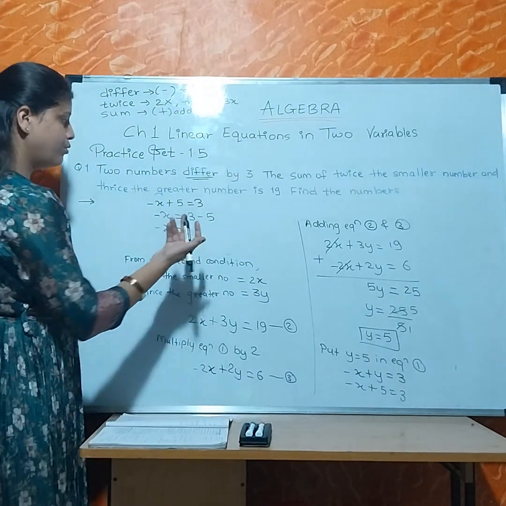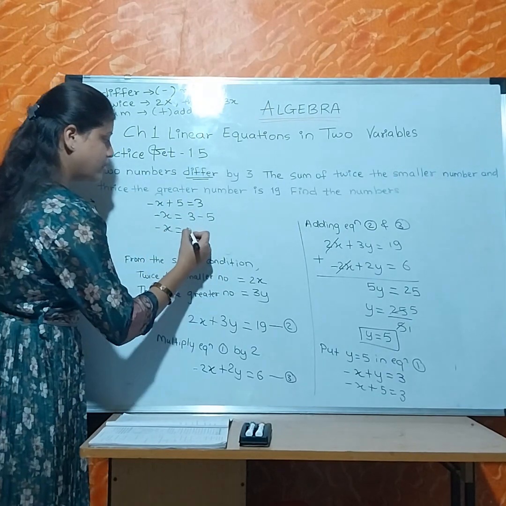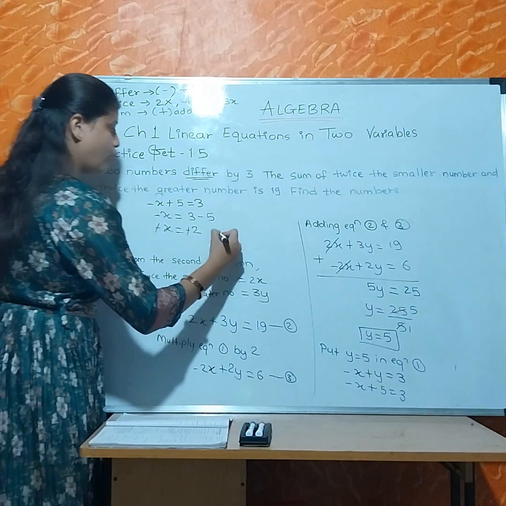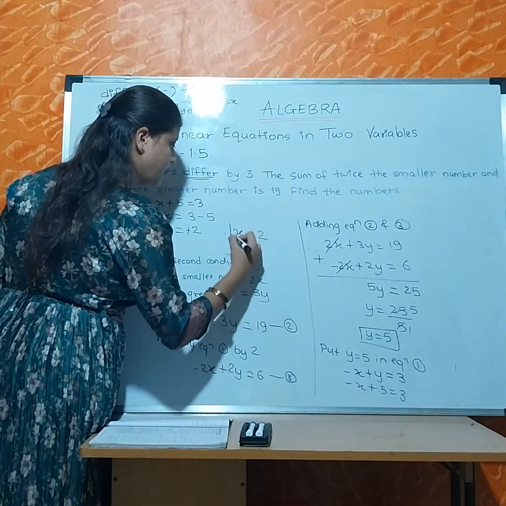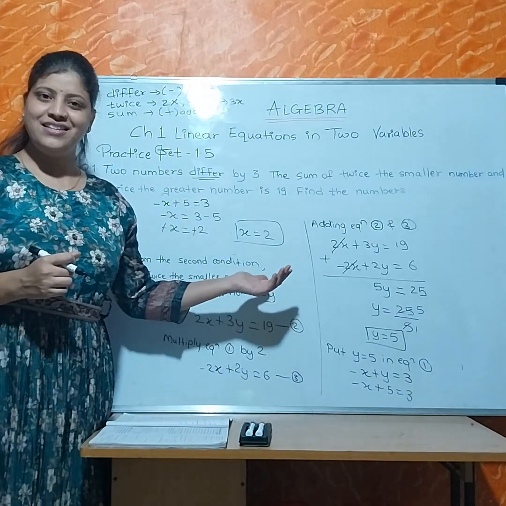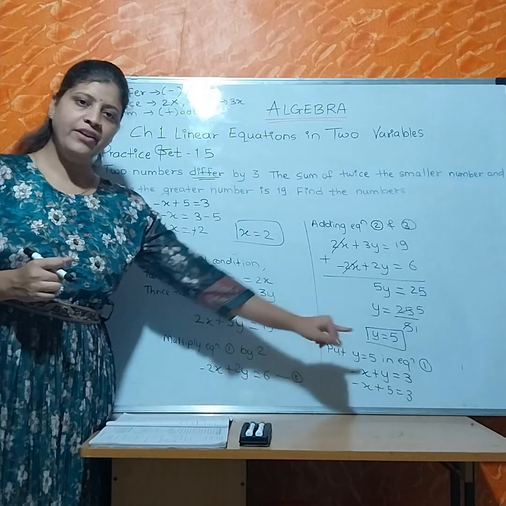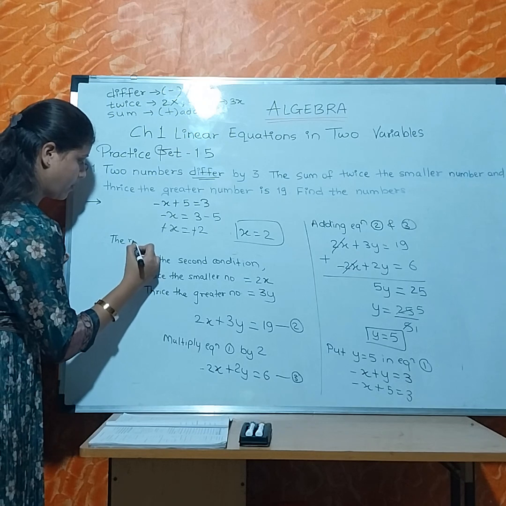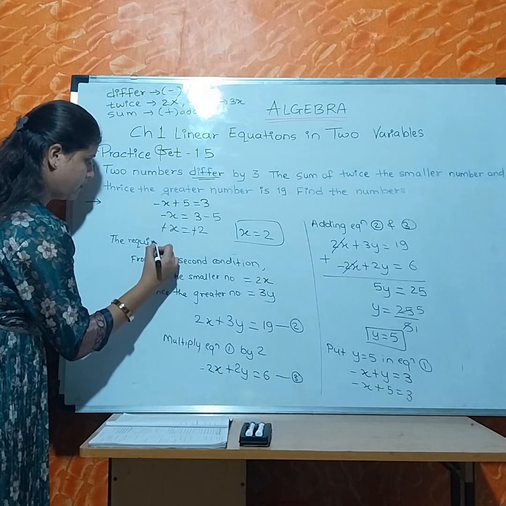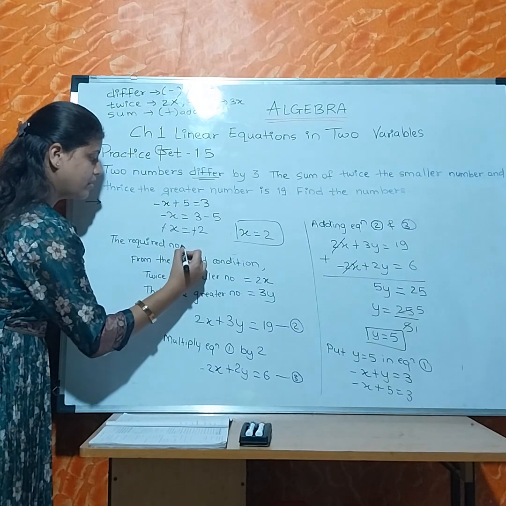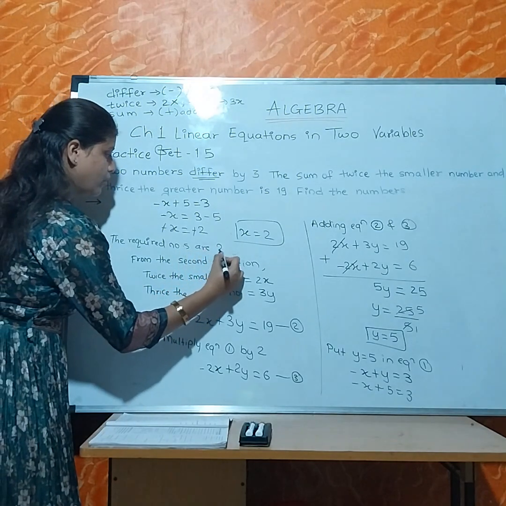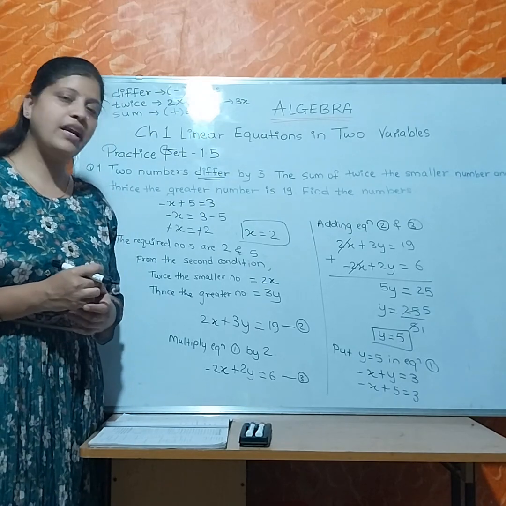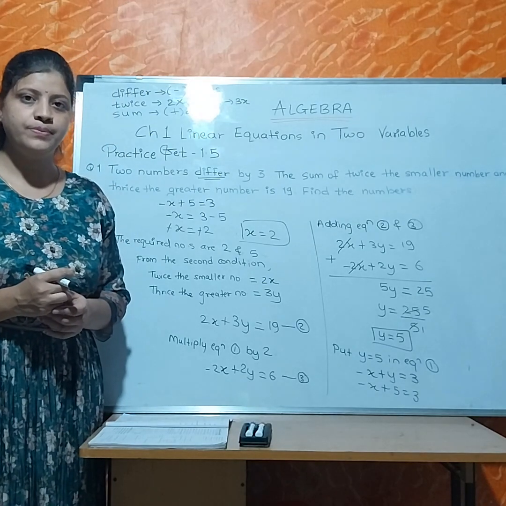5 minus 3 is 2. The greater number has the sign minus. So minus 2. This minus on both sides gets cancelled. So the value of x is 2. We got the answers. The required numbers are 2 and 5. Therefore, the required numbers are 2 and 5. Everyone understood? You can ask any doubt if you want.